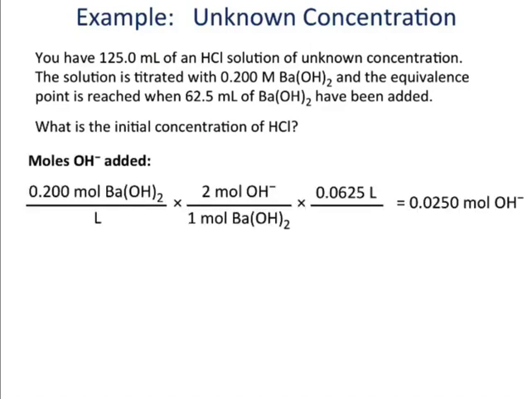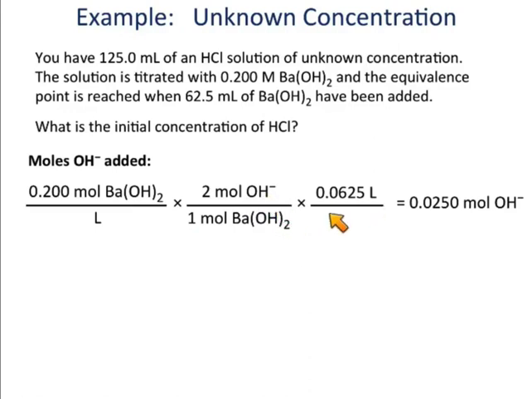So let's find the moles of hydroxide. I used barium hydroxide on purpose to show you that it doesn't have to be a 1-to-1 ratio between acid and base. So here for every mole of barium hydroxide we make 2 moles of actual hydroxide. So you have to multiply the concentration by 2 in effect.